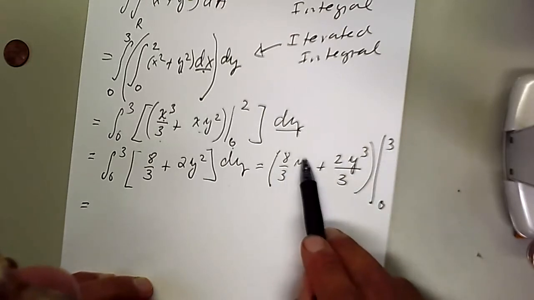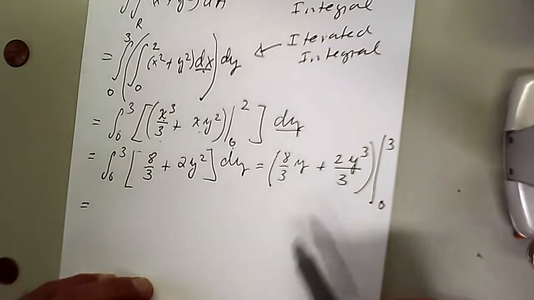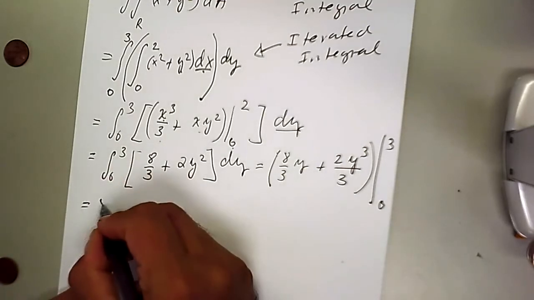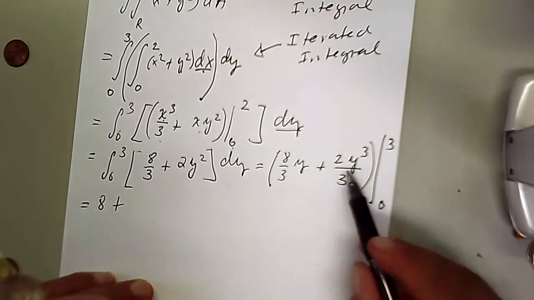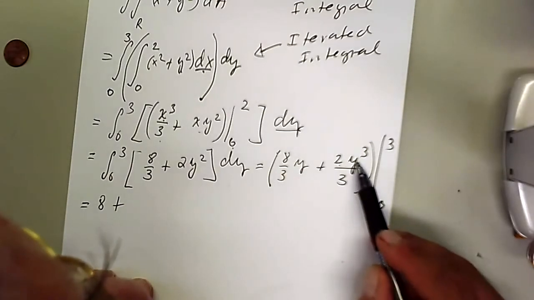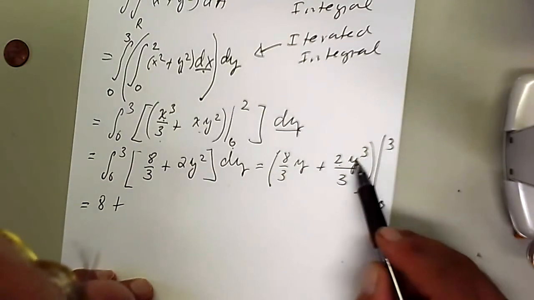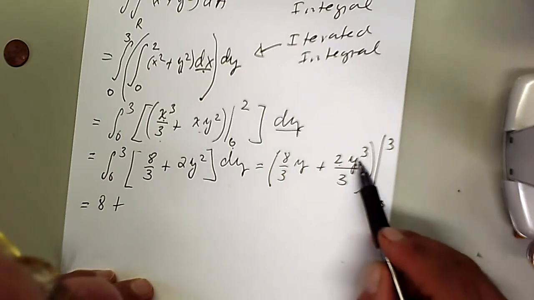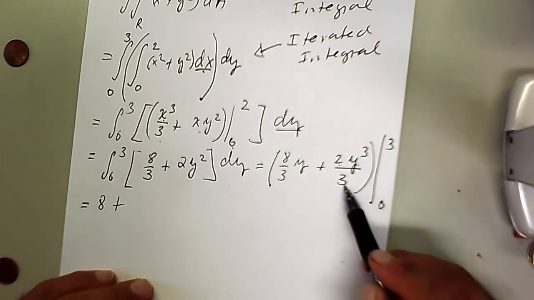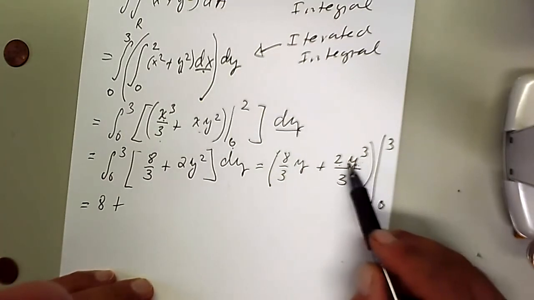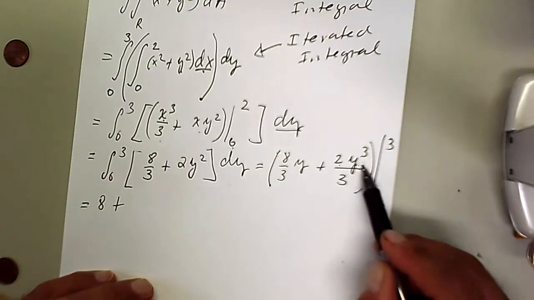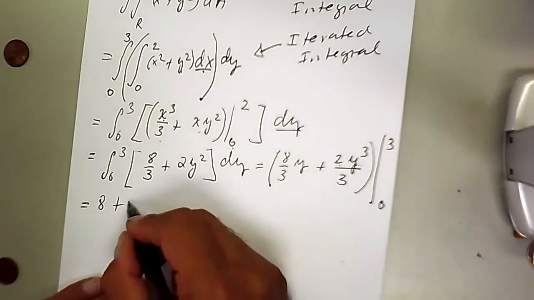So 8 times 3 divided by 3, well, that's just the 8, plus 2 times 3 cubed, so 3, 3, 3, but then we're going to divide by 3. After we divide by 3, we have 3 times 3, which is 9, times 2, 18.